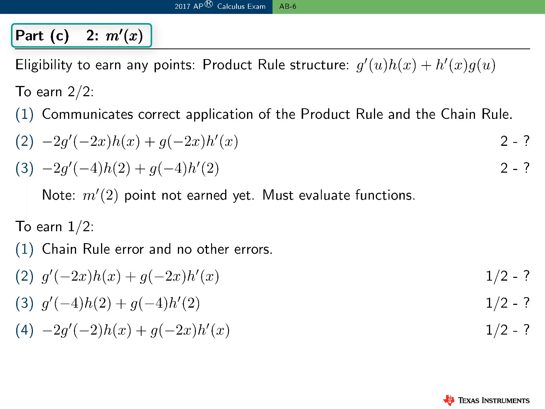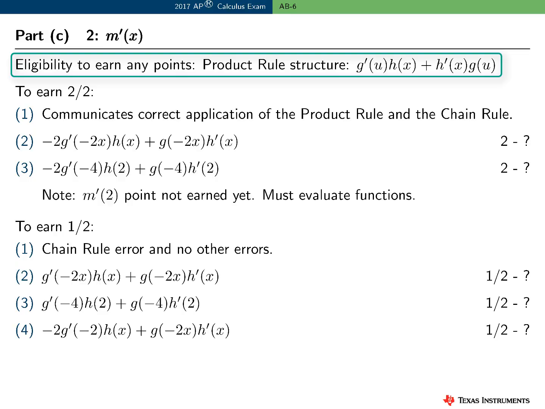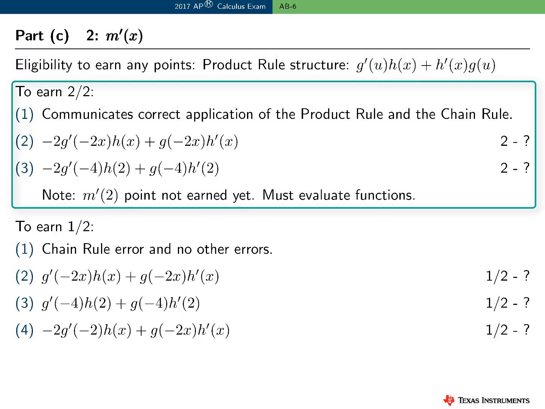The first 2 points were for correctly presenting an expression for m prime of x. There was an eligibility requirement in this part in order for the student to earn any points. Loosely stated, the student must present the correct product rule structure. To earn these first 2 points in Part C, the student must communicate a correct application of the product rule and the chain rule. There is always some professional judgment in scoring these problems.